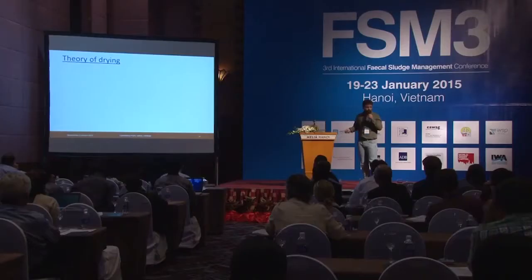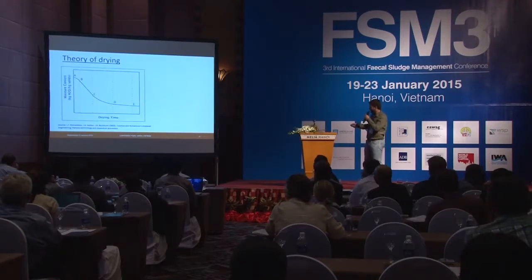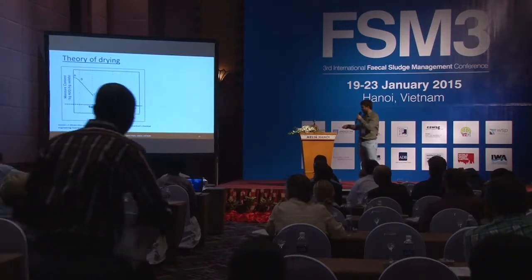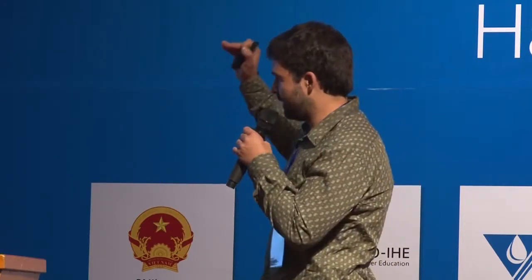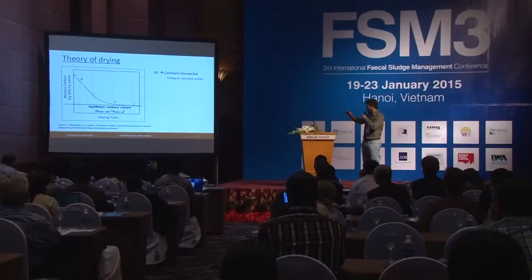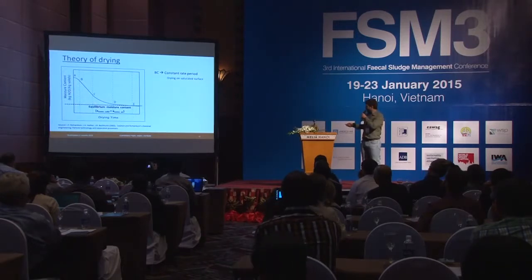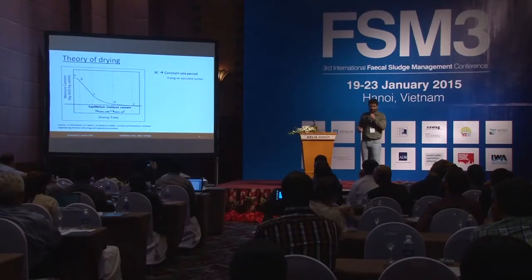But before, let's go through a little of the drying theory. We can see that during drying, the moisture content decreases until a limit, which is called the equilibrium moisture content. The equilibrium moisture content means when the water, the solid and the air are in equilibrium. From a kinetic point of view, we have different sections. We have the BC section, which is called the typical constant rate period. In this period, the solid is saturated with moisture on its surface.